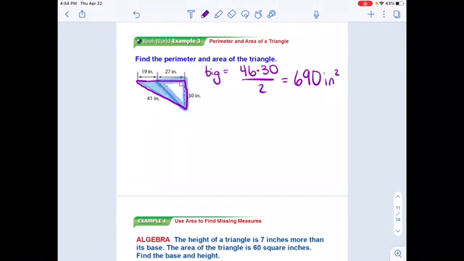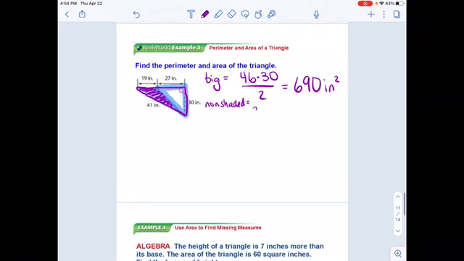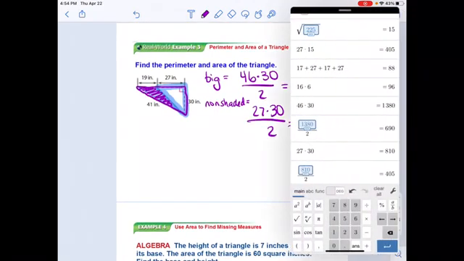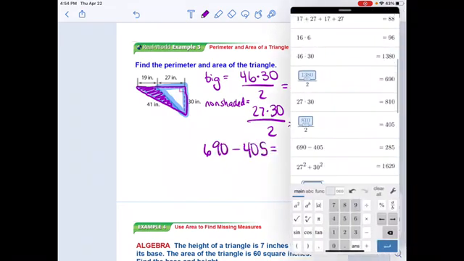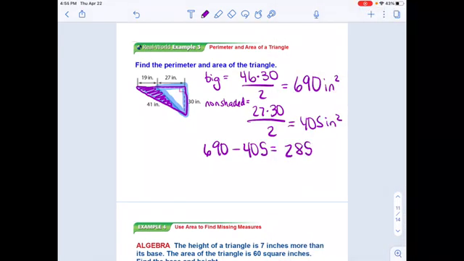Then I'm going to find the area of the non-shaded triangle, because I want to find the area of the shaded triangle. Okay, so I'm going to take 27 times 30 divided by 2. I end up getting 405 square inches. And then if I subtract those, I am left with the area of the shaded piece, which I believe is 285 square inches as my area.